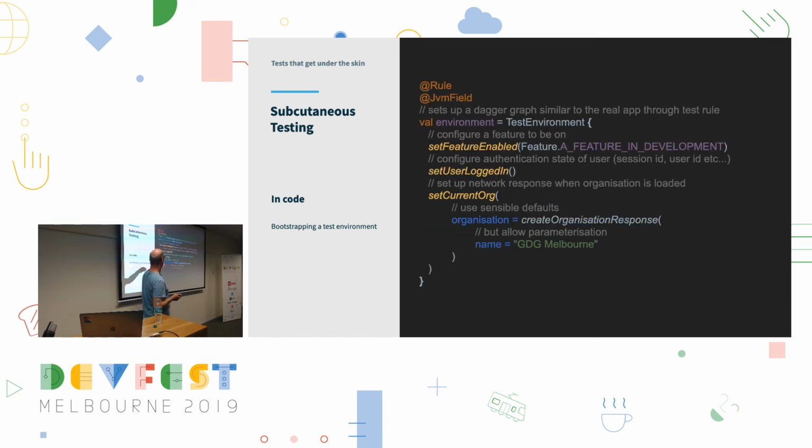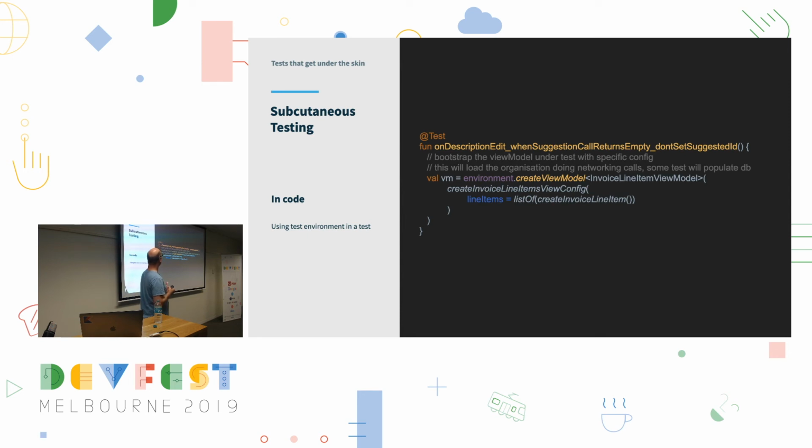What this does is set up a networking response for a specific URL, and that gives back a specific response. Now you see how I said we use sensible defaults, right? This org response has probably 40 properties. We could specify each and every one of them, but we usually don't if we don't need a specific value to be set. But this allows us to set permissions or the name, in this case, very easily if we override the default parameter.